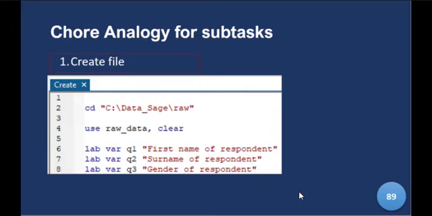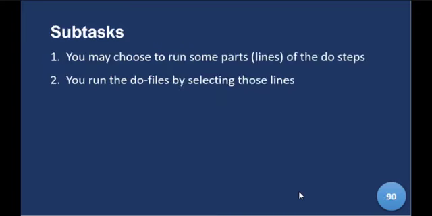Now, you can also choose this subtask. You could choose to do subtask 1, 2, and do not do 3. Or you can do 2 and 3 and do not do 1. So you can select the lines when you are doing this. Now, when we go into the practical session, we will show you how that works.